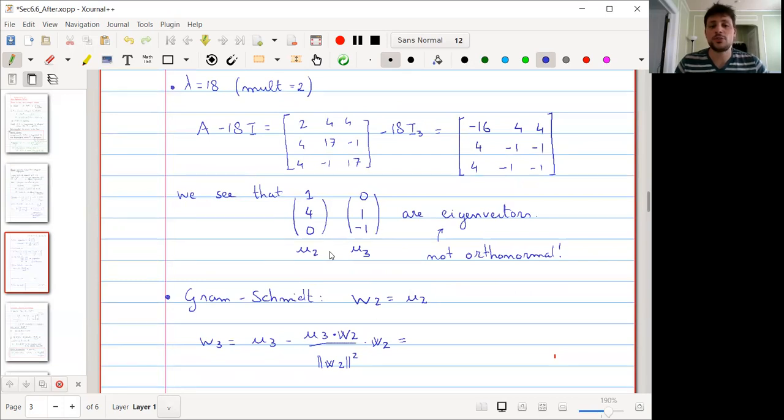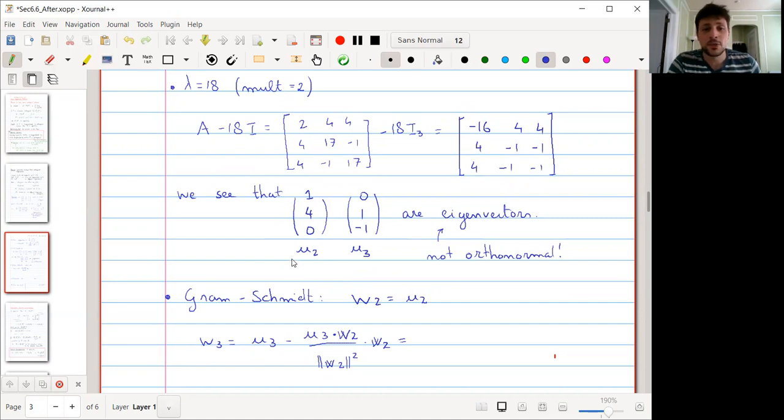There's no reason why these 2 eigenvectors that I just got by staring at the matrix are orthonormal to one another. In fact, they're not. If you dot them together, you get 4, which is not 0. So they're not orthogonal to one another, which means that we have to use a Gram-Schmidt orthogonalization process.